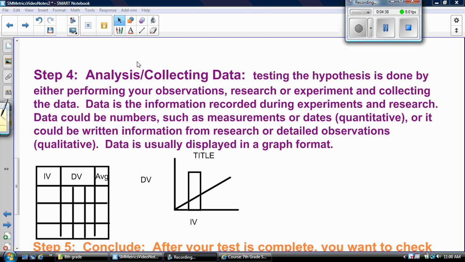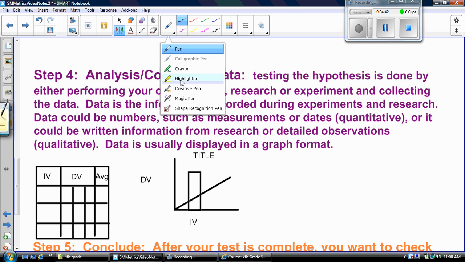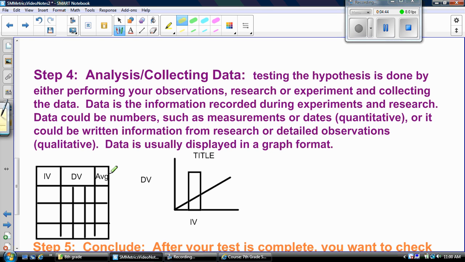Remember, we always graph averages. Okay, do not graph each individual trial. Please make sure that you're graphing only the averages on the graph.